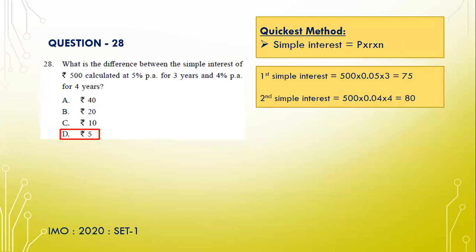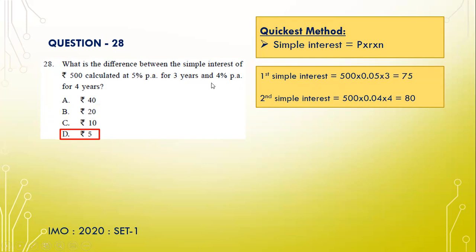What is the difference between the simple interest of 500 calculated at 5% per annum for 3 years and 4% per annum for 4 years? What is the formula for simple interest? It is principal into rate of interest into number of years, isn't it? So first simple interest: principal is 500, rate of interest is 5%, which is 0.05, and number of years is 3. So 500 into 0.05 into 3, which is 75, isn't it?